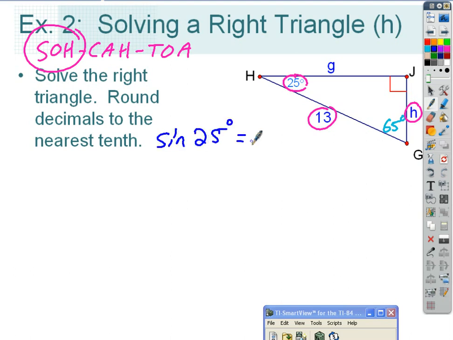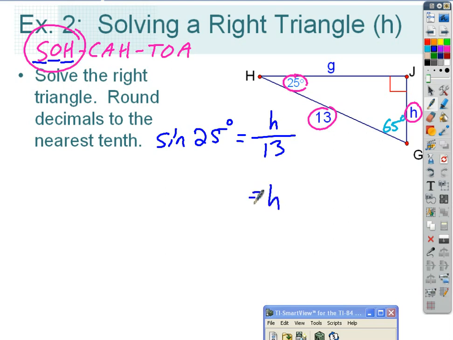Sine 25 is just a calculator number, so what do I do to get the h by itself? Times by 13. Yeah, good. I'm going to undo dividing the h by 13. I'll multiply both sides by 13, right? And so h just equals 13 times sine 25 degrees, and that's going to give us some answer that our calculator will tell us. 13 times, well, I've got to check my mode, don't I? Right, if I'm doing a sine, what mode do I need to be in? Degrees. So I hit the mode button, and yeah, degrees is highlighted, so I'm good.